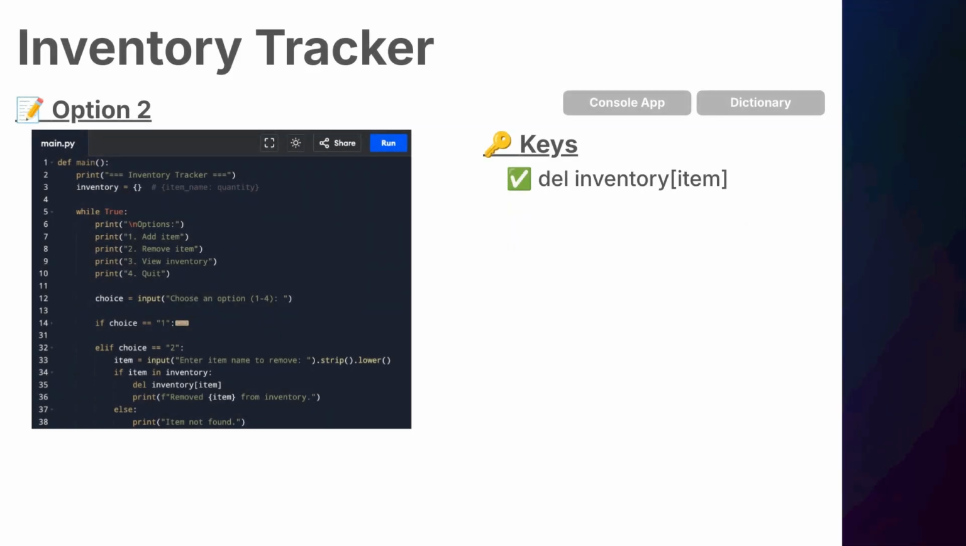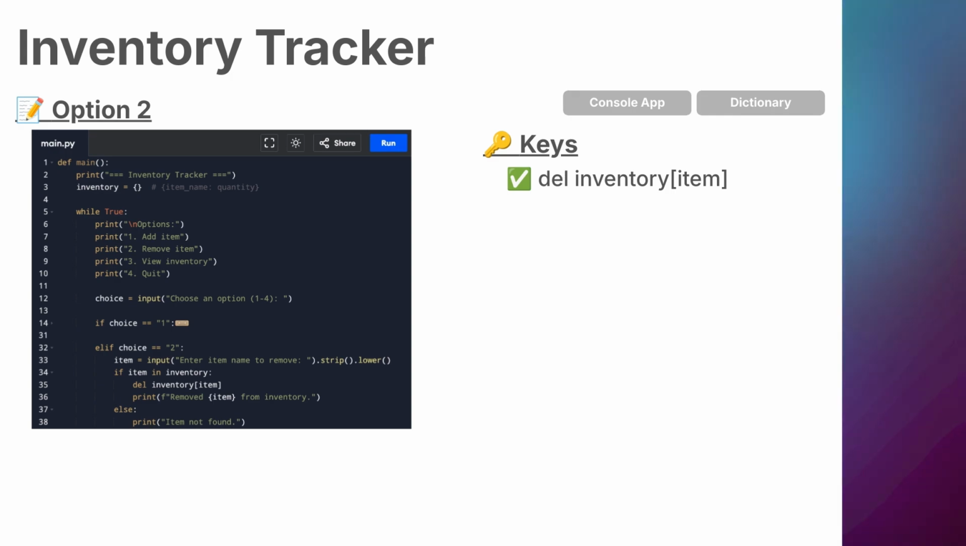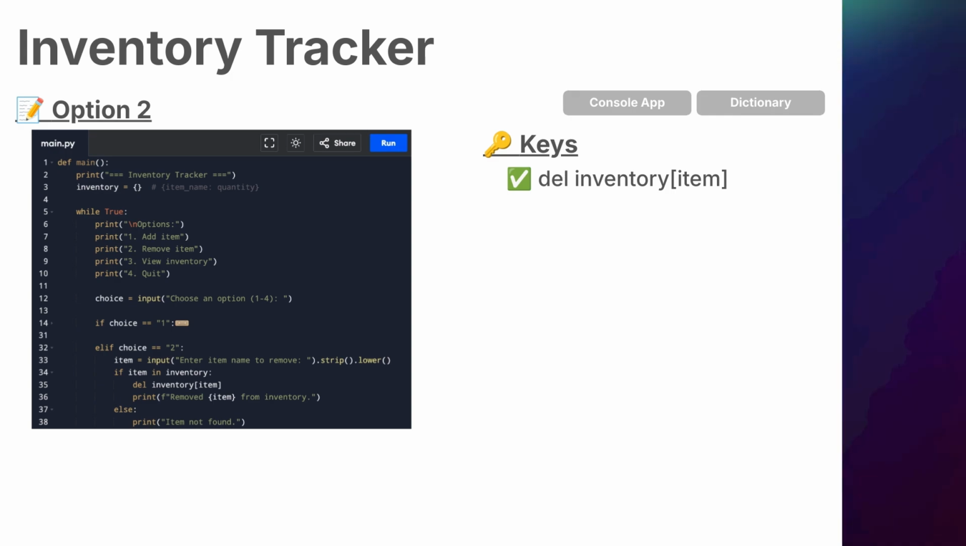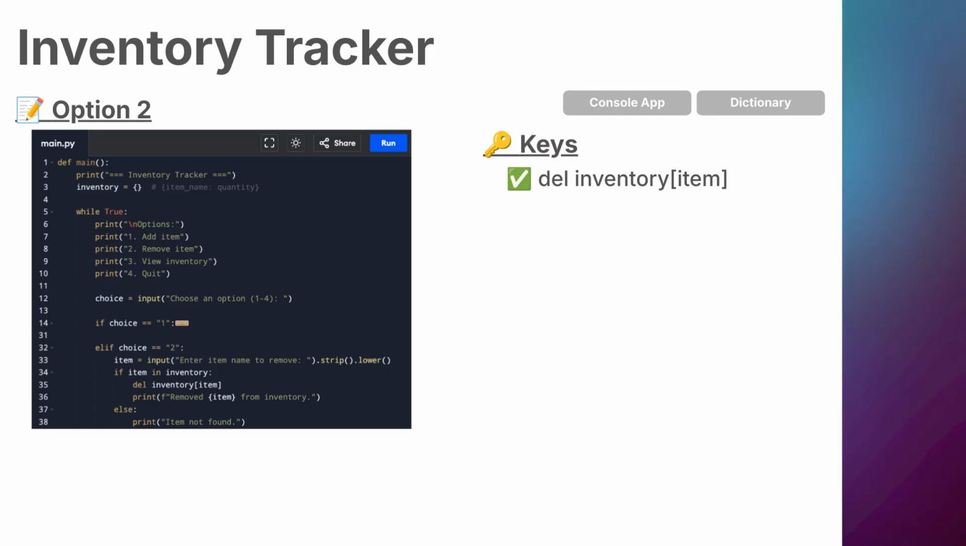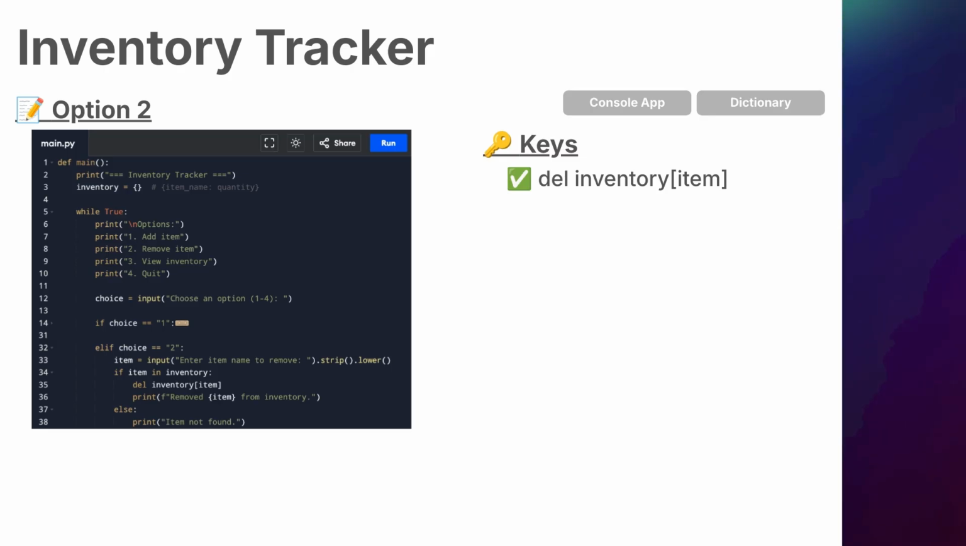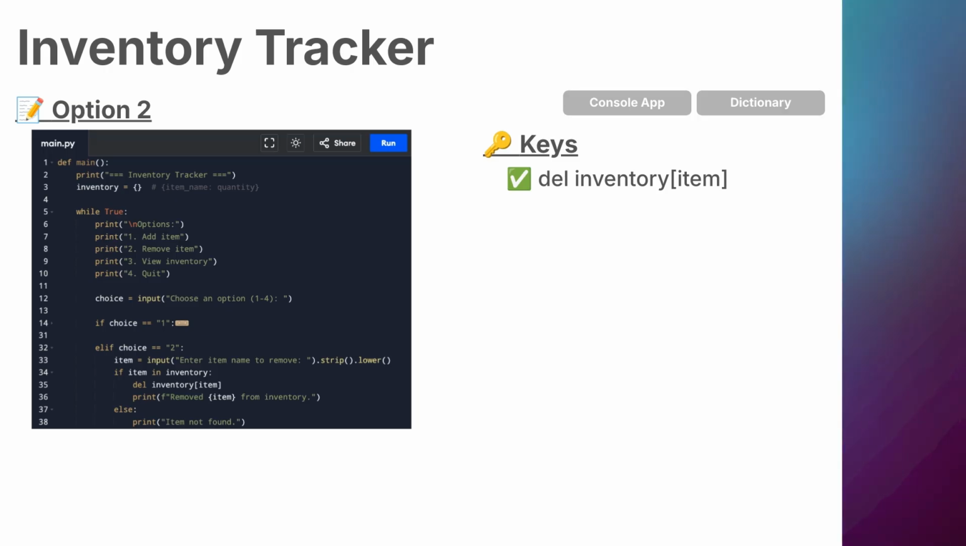Now let's look at the part of our code that removes items from the inventory. Up until now, we've been adding things in, but of course we also need a way to take them out when they're no longer needed. Inside our loop, when the user selects option 2, the program asks for the name of the item to remove. We clean up the input the same way as before by stripping spaces and converting it to lowercase so everything stays consistent.